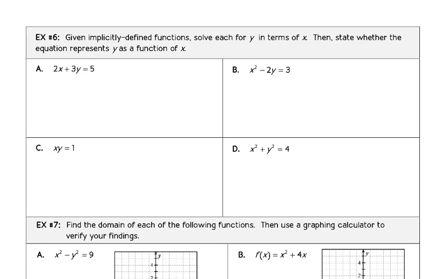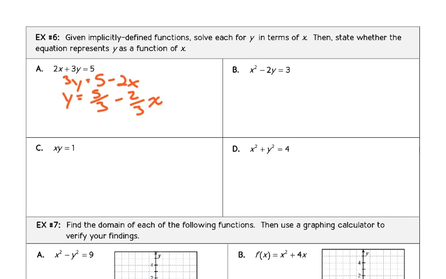So for part A, we have 2x plus 3y equals 5. Let's solve for y, and we'll determine whether or not this is a function. So getting y by itself on one side, I end up with y equal to 5/3 minus 2/3 x. This is just a line, the equation of a line in y equals mx plus b form, basically, or b plus mx form in this case. And we know that a line is a function.